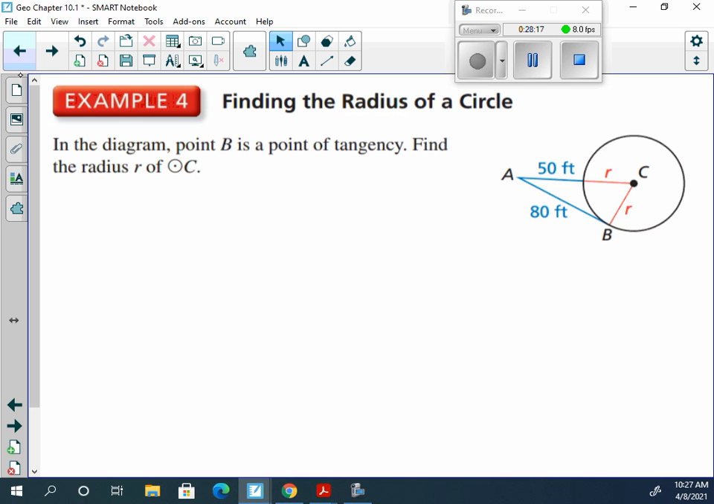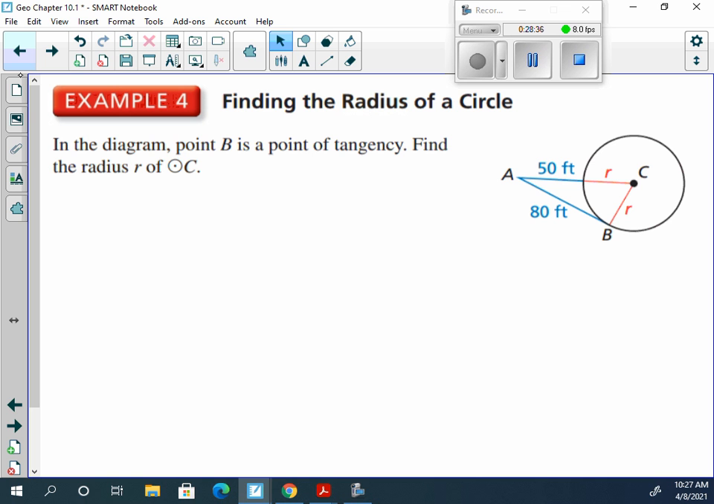Now, this one here looks like it might be impossible to find because we have two different variables, yes? But it did tell us a few things. In this diagram, point B is a point of tangency. Find the radius of circle C.